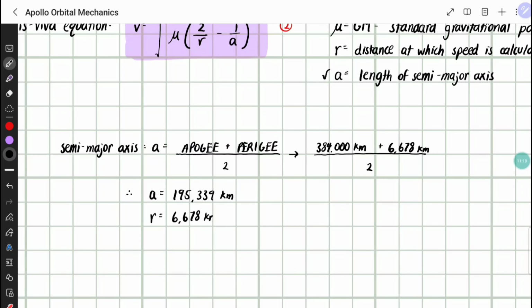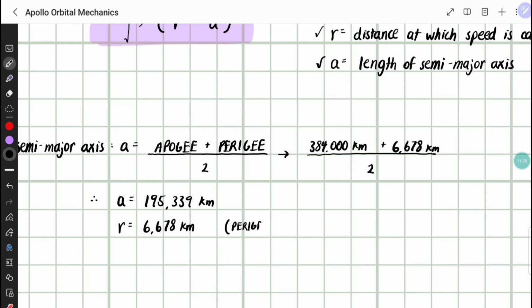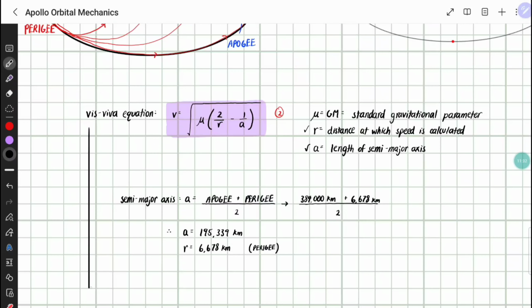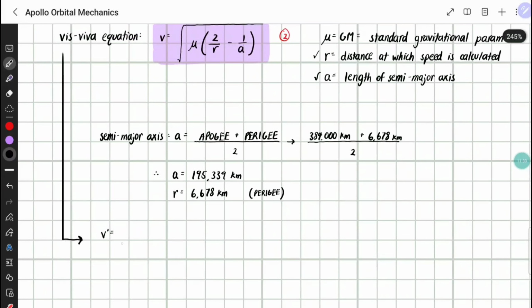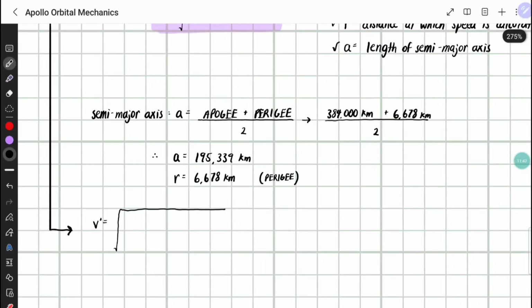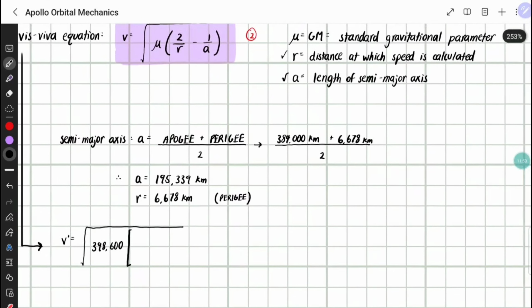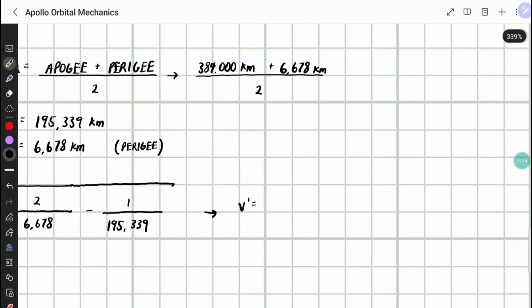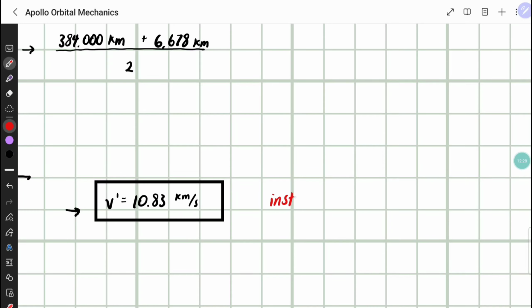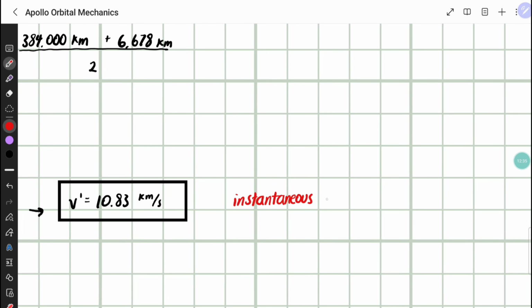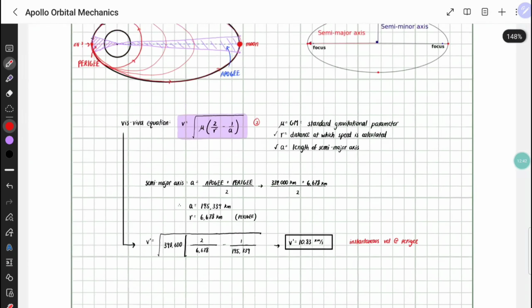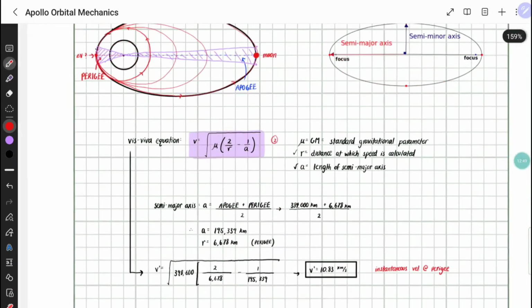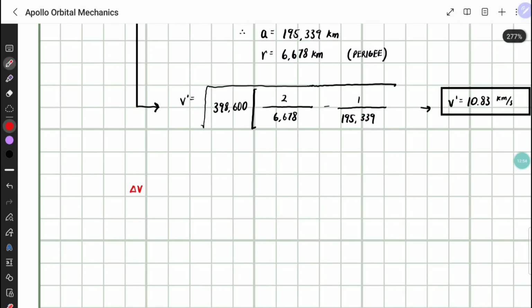Now our R, the distance at which our speed is calculated, we're interested in the position of perigee in the ellipse, and we have all the values we need for the equation. So plugging all these knowns in, we have 2 over 6678 minus 1 over 195,339. That gives us a V prime of 10.83 kilometers per second. This is our instantaneous velocity at the perigee of the ellipse with the moon in its path at apogee.